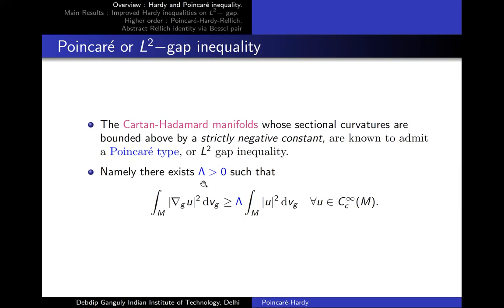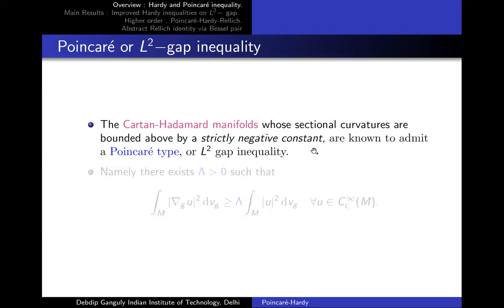Namely, there exists a positive lambda such that the integral of gradient of u square is greater than or equal to lambda times the integral of mod u square. So this is called the famous Poincaré inequality. Of course, you have to be careful that I have allowed the curvature to be bounded above by a strictly negative constant. In particular, in the whole space Rn we don't have a Poincaré inequality. Then the lambda is 0 because the bottom of the spectrum for a Laplacian in Rn is 0. So such an inequality does not hold true in Rn. It holds only on a manifold whose curvature is bounded above by a strictly negative constant.